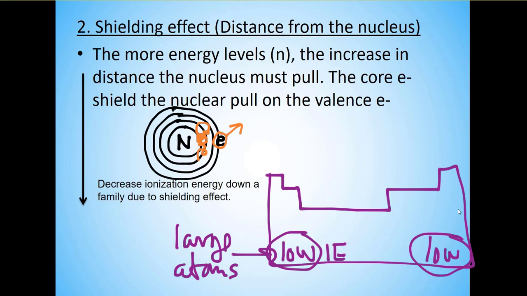So again, shielding effect means that it's easier to remove an electron. So all your large atoms, it will be easier to remove that most loosely held electron versus your smaller atoms.